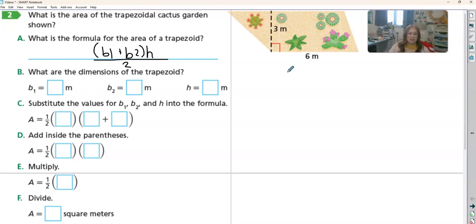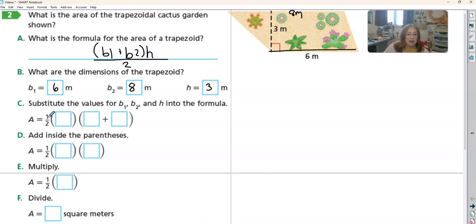So our dimensions here, we have base 1, we can see is 6 meters. And it looks like this is 8 meters. So base 2 is 8. And then the height straight up and down connecting the two bases is 3. So we have all the things we need. Now this problem is using half, right? That's what dividing by 2 is. We want half of this problem. So we can either times it by a half or we can divide it by 2. That's the same thing. They're just opposites of each other.